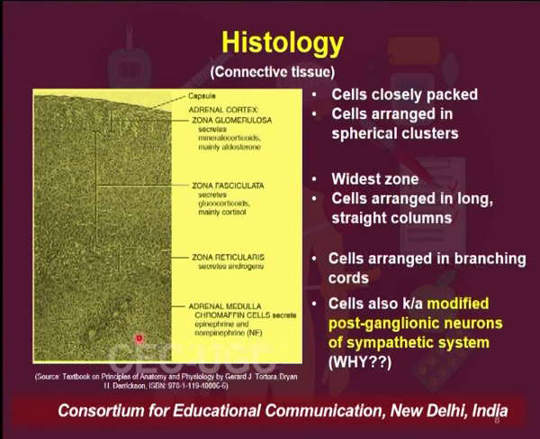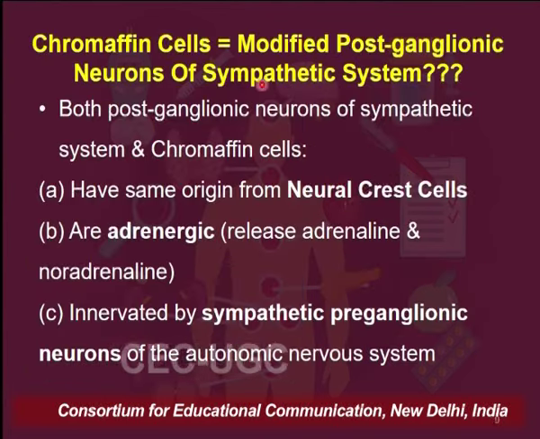Now below this lies the adrenal medulla, which contains the chromaffin cells that produce your stress hormones, that is epinephrine and norepinephrine. Worthy to mention here is that these cells, chromaffin cells, are also referred to as modified postganglionic neurons of the sympathetic system. Now why so?